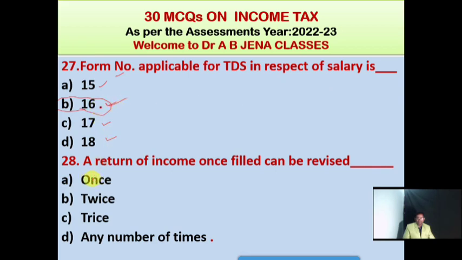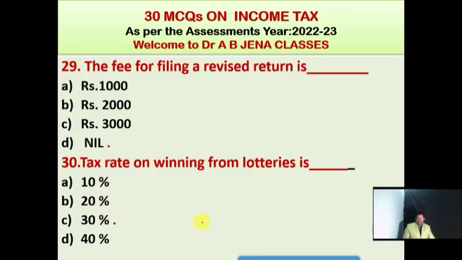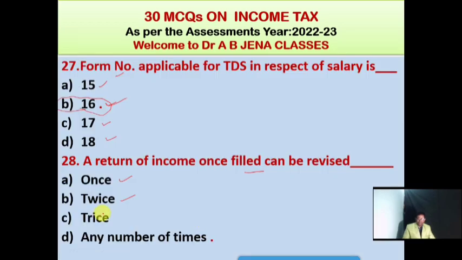Then, a return of income once filed can be revised how many times? Option A, once, option B, twice, option C, thrice, option D, any number of times. So the right answer is D, any number of times. So a return of income once filed can be revised any number of times.